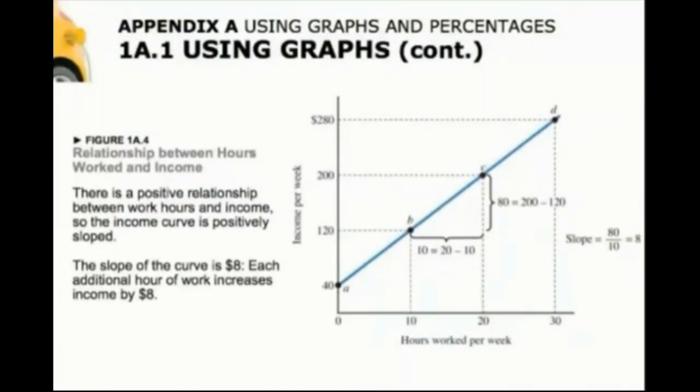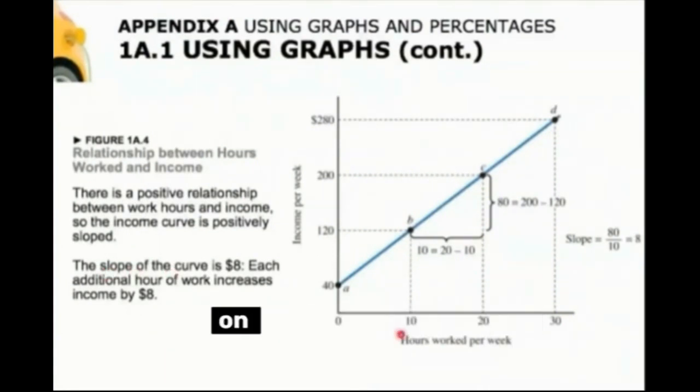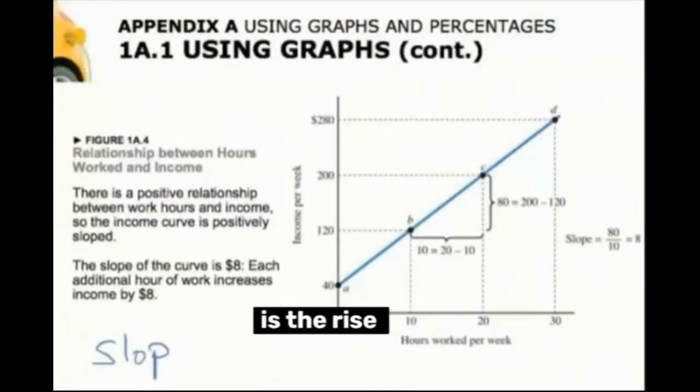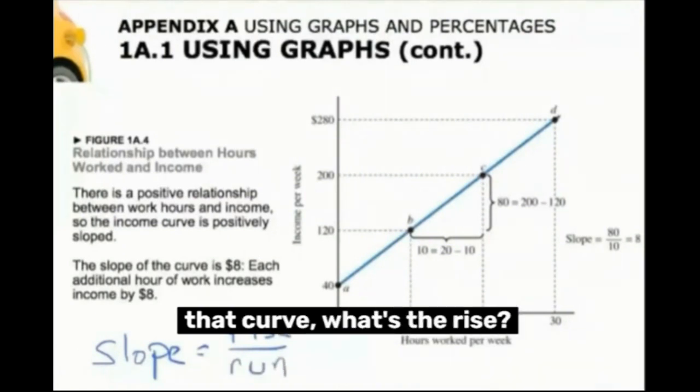Now the slope of a curve is very important to understand. The slope of a curve tells you what the relationship between the variable on the horizontal axis and the variable on the vertical axis is. And one way to think about the slope of a curve is to look at the formula, which is the rise over the run when looking at two different points on that curve.